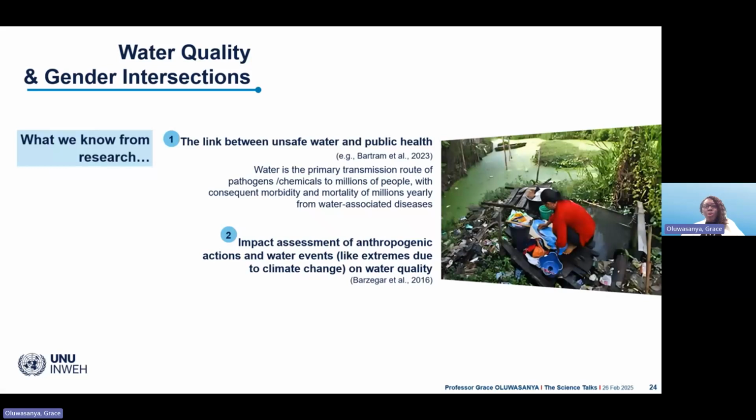Another aspect of study that is very common or popular is impact assessment of anthropogenic actions. By anthropogenic, we mean human actions, your own activities. All the land use activity that feeds back into the water stream, all your hygiene activities, everything that you do, how do they impact on water quality itself, or how water events like flood, drought and the like impact on water quality. We have a lot of focus in science literature on this aspect.